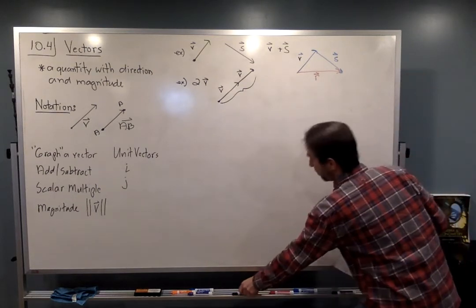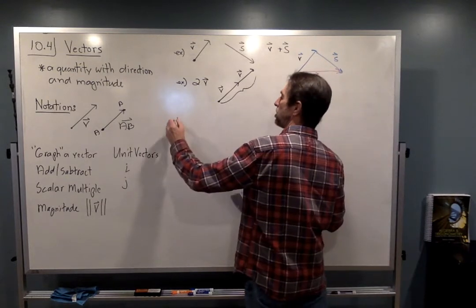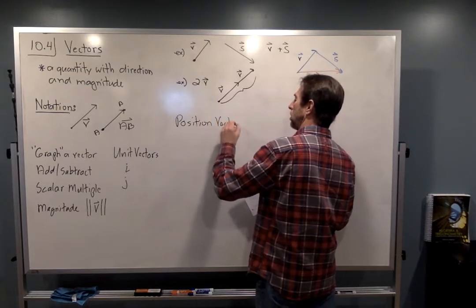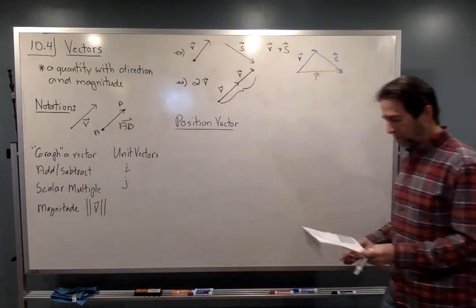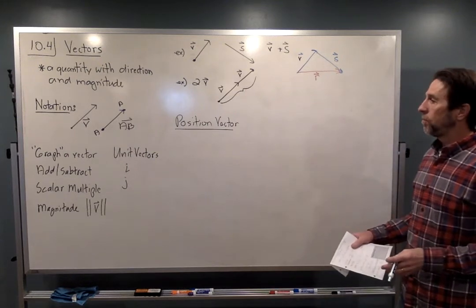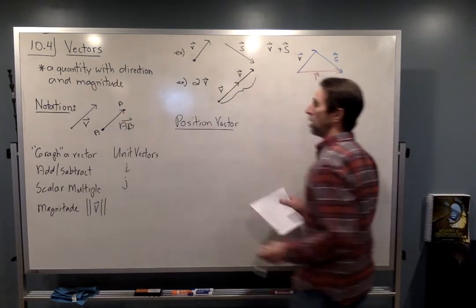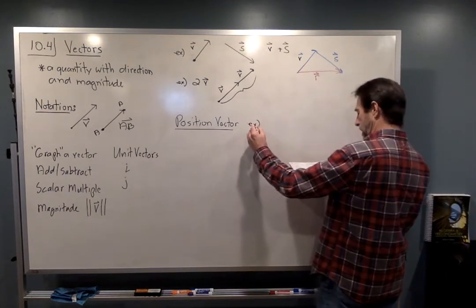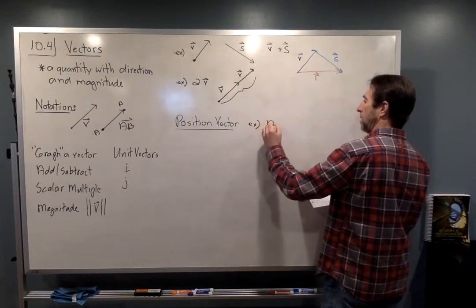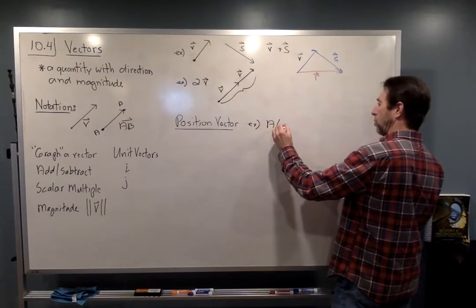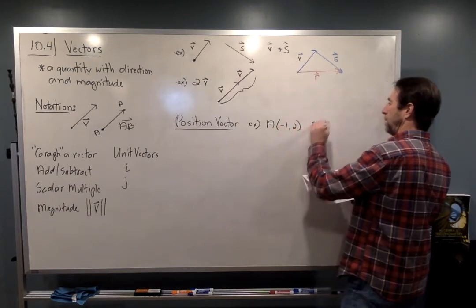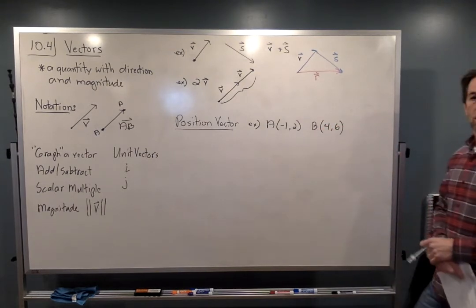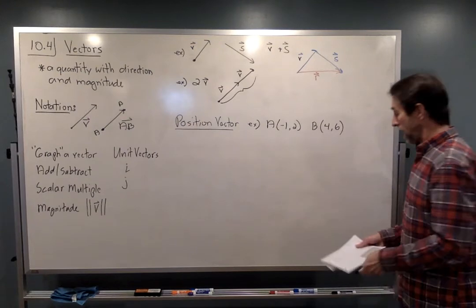There's also something known, and this is probably the biggest part of it, as a position vector. A position vector is basically a single vector that, if we wanted to start at one point and move to another, we create in order to do that. For example, let's say that A is going to be the point (-1, 2), and B will be the point (4, 6). All right, and I want to find a position vector for AB.